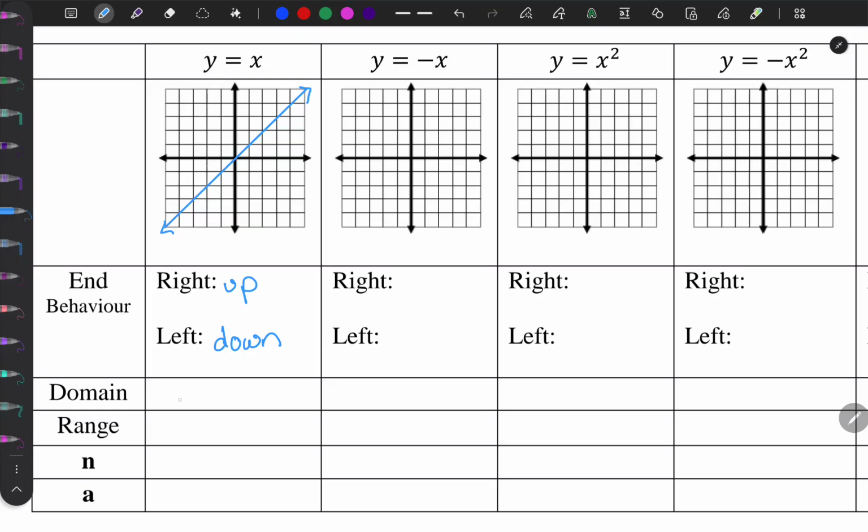We'll do our domain and range just in a shorter form. We won't worry about set notation because we don't have a lot of space. Our domain is all real numbers. Our range is all real numbers.